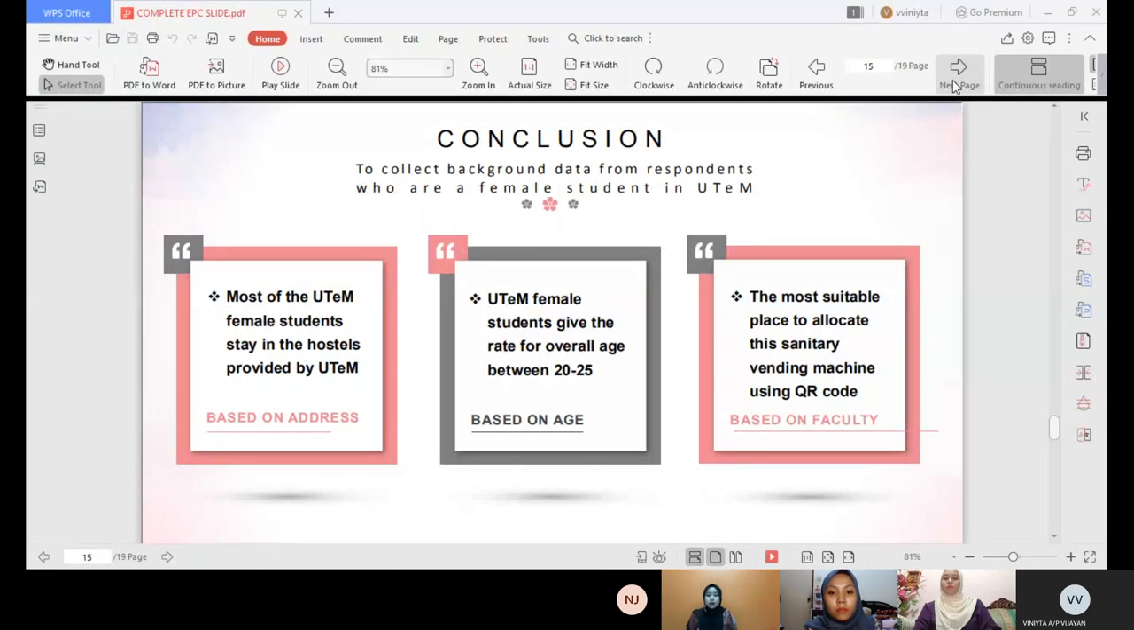From part A, we discovered that most of the UTEM female students stay in the hostel provided by UTEM, and there are more female students in the FKEKK faculty. Besides, UTEM female students are mostly aged between 20 to 25, which is good for improving menstrual hygiene amongst women in UTEM, and encourages going for a cashless system suitable with nowadays technologies. So in part A, we can conclude based on address, based on age, and based on faculty. Next.